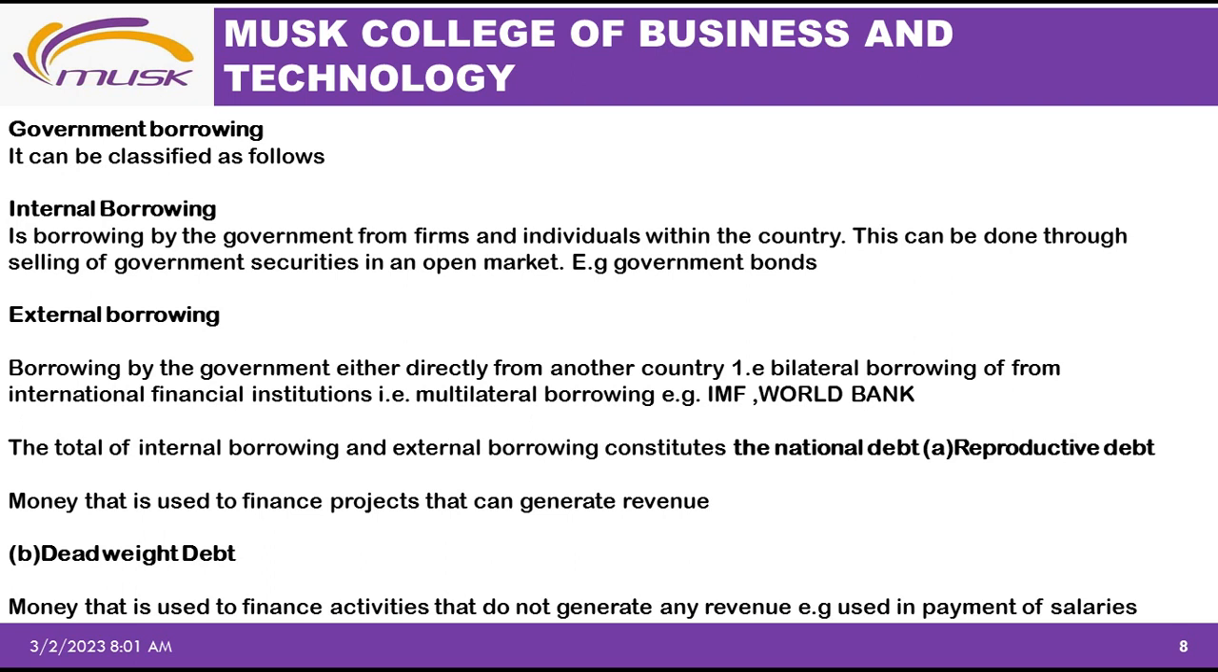And this debt can be further classified into, number A, what we call reproductive debt, where when we get this debt, we use it to finance projects that can generate revenue. And the deadweight debt is the money that is used to finance activities that do not generate any revenue. For example, when we pay salaries, when we fuel cars, if we borrow any amounts and we use them for these particular purposes, then that kind of debt we call the deadweight debt.